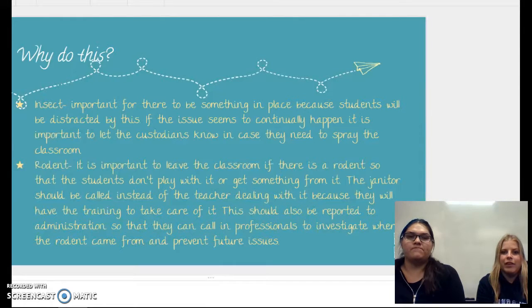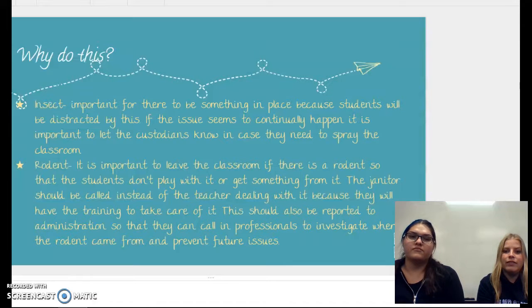Yep. And then back to the rodent. You want to make sure that you are leaving the classroom quickly. That way the students aren't playing around with it, and certain animals carry diseases, and you don't want your kids or yourself to get that. It'd be bad.